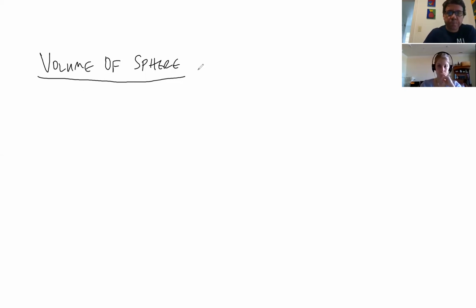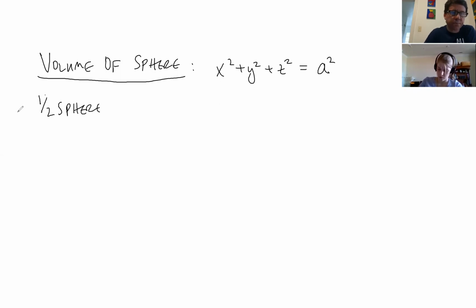But this one is now just straight up x squared plus y squared plus z squared equals, and to get a general formula, we've used R too many times, so we'll just use a squared, where you can now specify what the radius is. So there's your sphere. In order to do this, we're going to do the top half of the sphere, and then we just double it at the end.